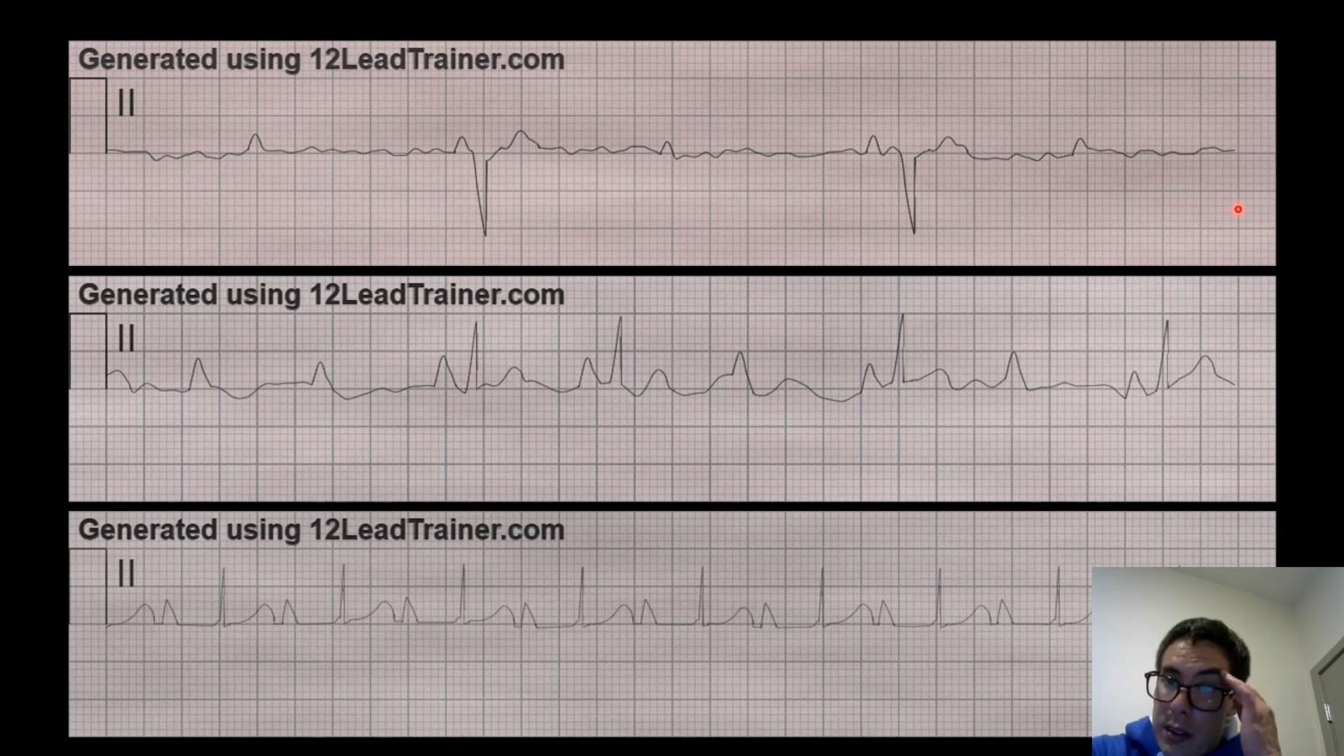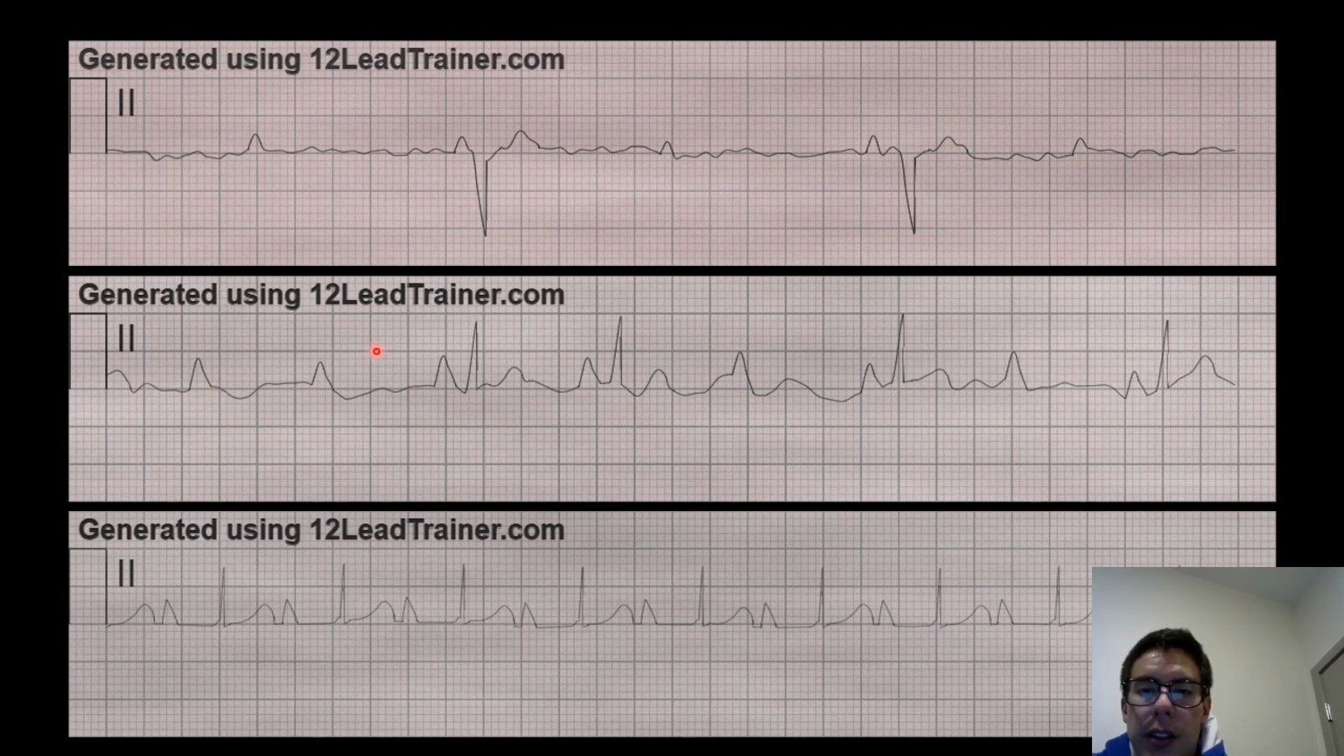Let's just, I'm going to call this one, yeah, we're going to call this one a third degree also, just because the rate is slow. It's not really a wide QRS, but these P waves don't fall exactly where I would expect them to for it to be a second degree type 2. So we'll call it a third degree.